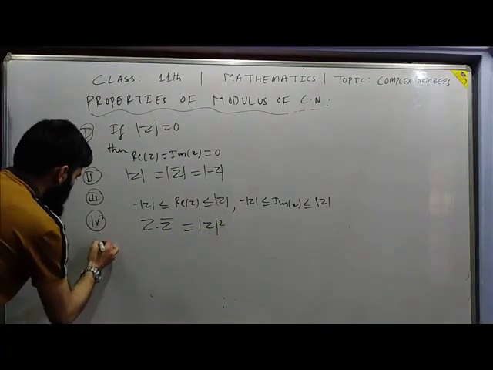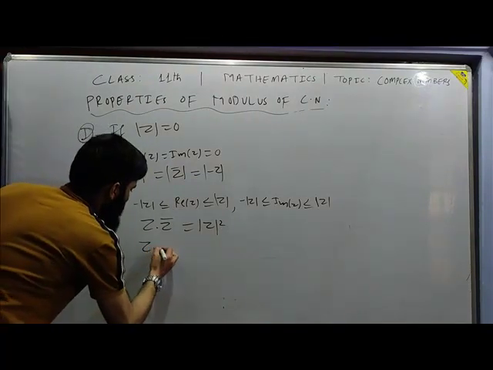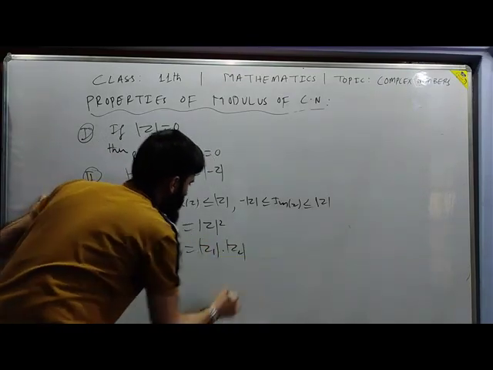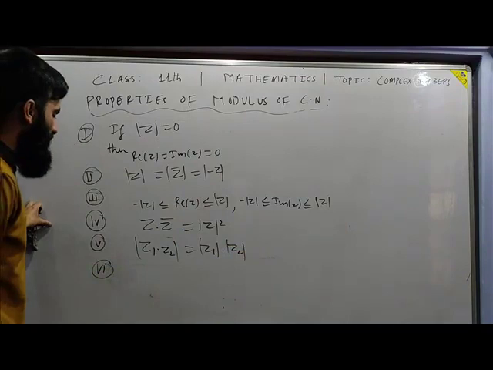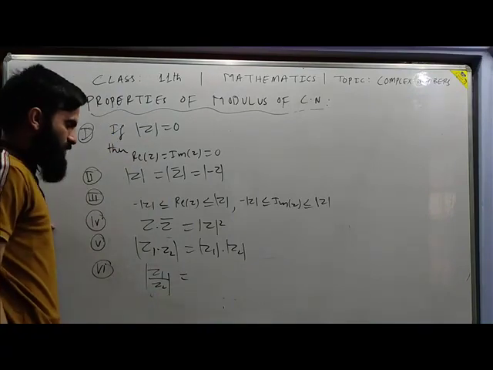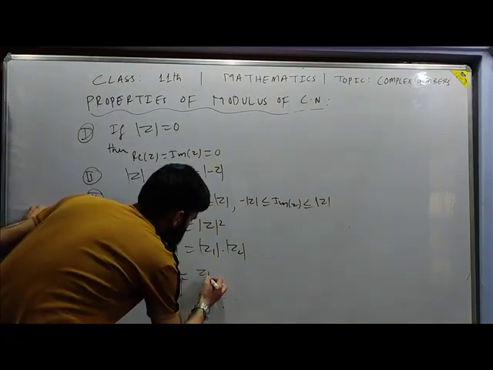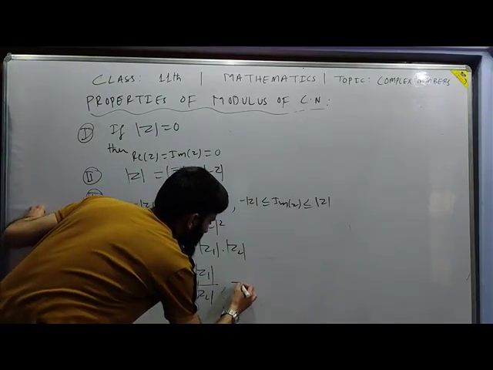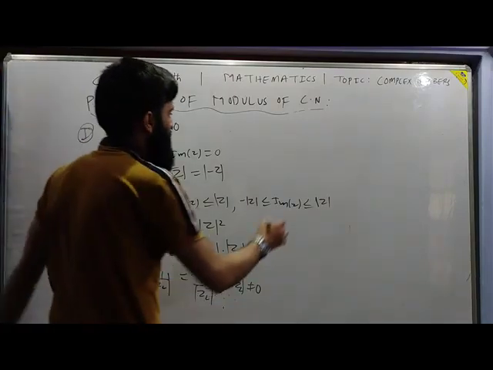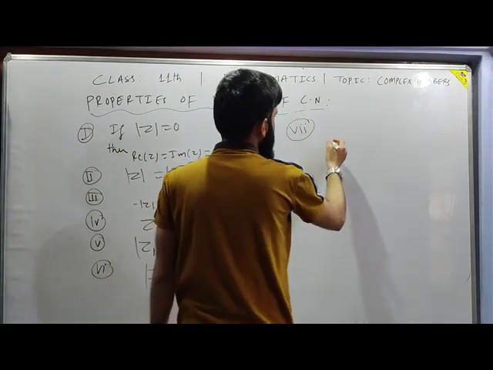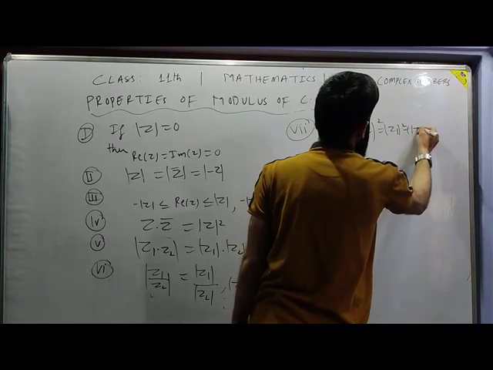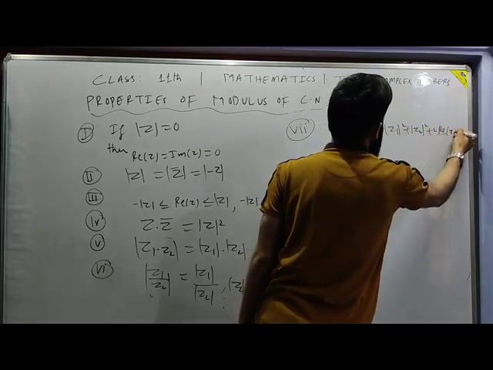Then the fifth property we discussed is that mod of z1 dot z2 is equal to mod of z1 dot mod of z2. The sixth property is that mod of z1 upon z2 is equal to mod of z1 upon mod of z2, provided that mod of z2 is not equal to 0. Moving ahead, the seventh property is that mod of z1 plus z2 square is equal to mod of z1 square plus mod of z2 square plus twice the real part of z1 z2 conjugate.